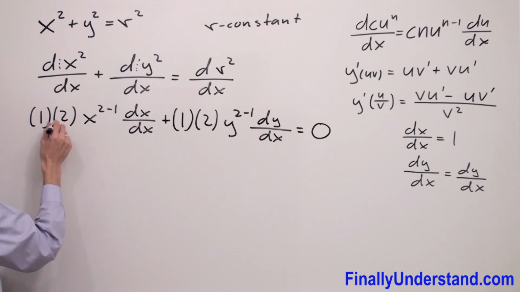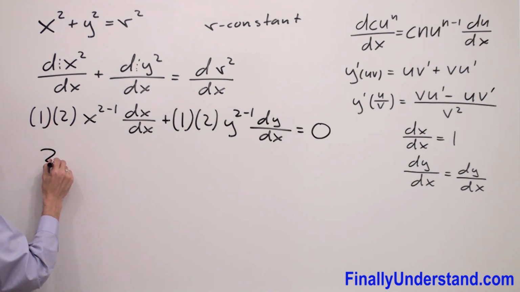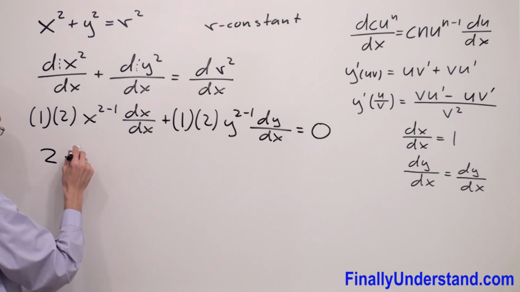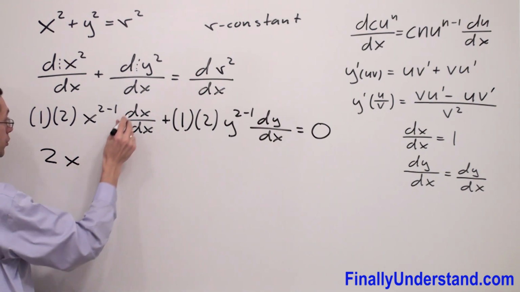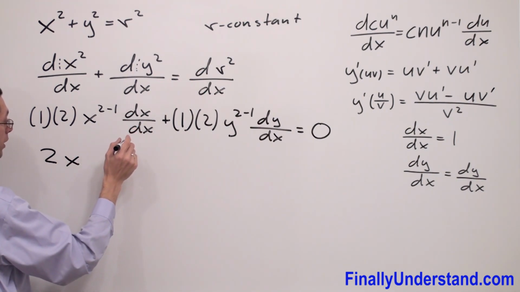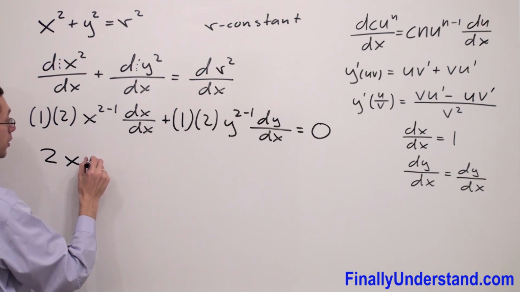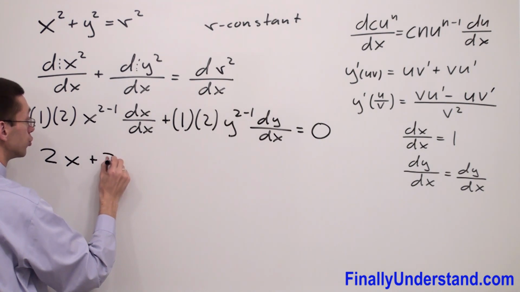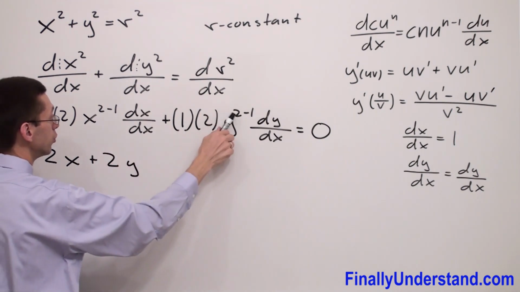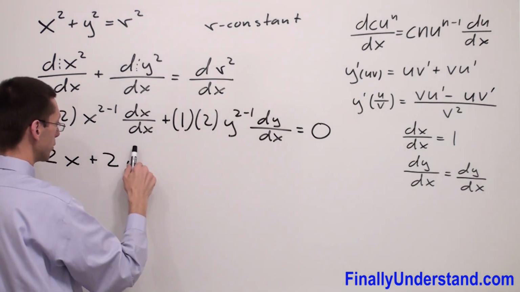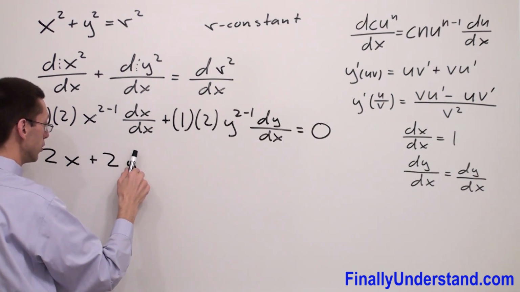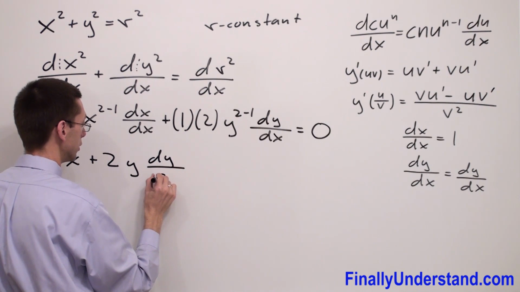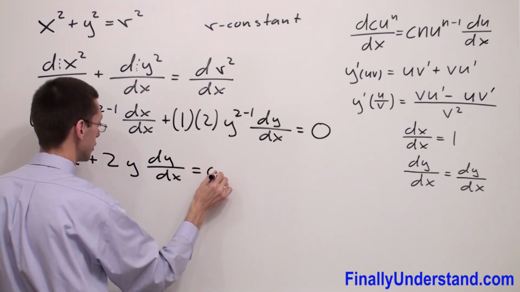So I have 1 times 2 is 2, x, 2 minus 1 is equal to 1, so I'm not going to write it. Dx over dx is equal to 1. Also, I'm not going to write it. Plus 1 times 2 is 2, y. 2 minus 1 is 1. That's why I'm not going to write it. It's going to become invisible. Dy over dx is equal to 0.